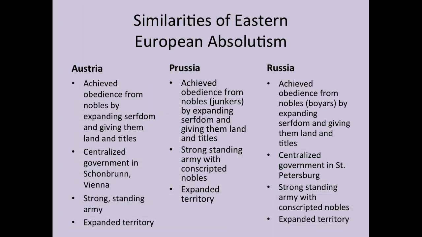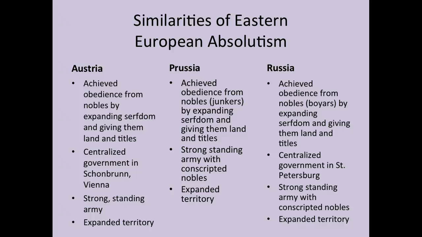So, similarities of Eastern European absolutism. I will give you this sheet. So, calm. It's going to be okay. But let's talk about it. Well, Austria, Prussia, and Russia all achieved obedience from their nobles, respectively named, by expanding serfdom and giving them land and titles. So, bribery, basically. A little bit of carrot, a little bit of stick, a lot of carrot usually. You guys know the metaphor, I hope.